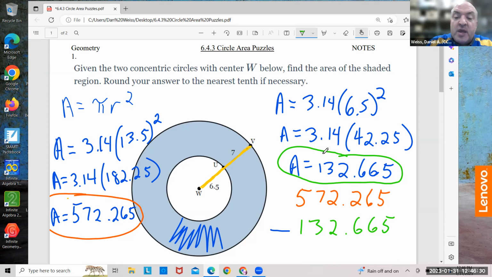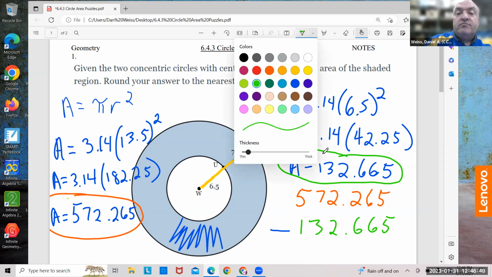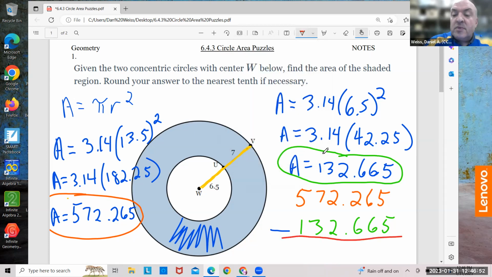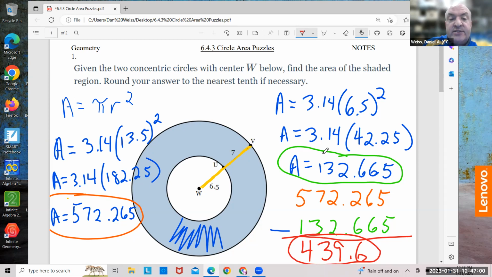I said that wrong, sorry. I'm going to take 572.265 minus 132.665 equals 439.6. Okay, and that's your answer. It says round to the nearest tenth. That 6 is in the tenth place. So that is your answer, 439.6.